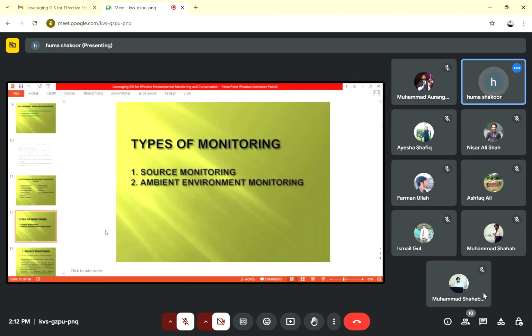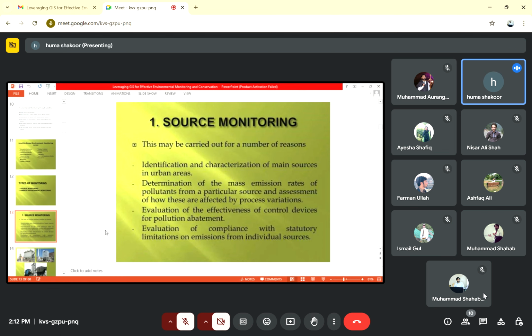Now come to the types of monitoring. There are two types of environmental monitoring. The one is called source monitoring, and the other one is called ambient environment monitoring. From the name, it is indicated that there must be some source which we have to monitor, which causes deterioration, emissions, pollution, and damage to the environment and to humans. That is called source monitoring.